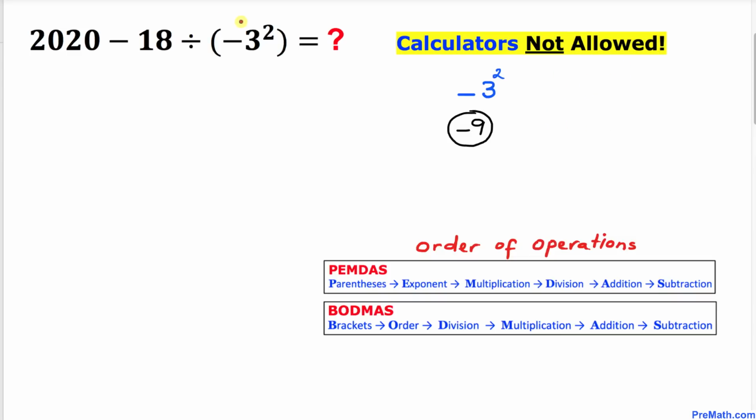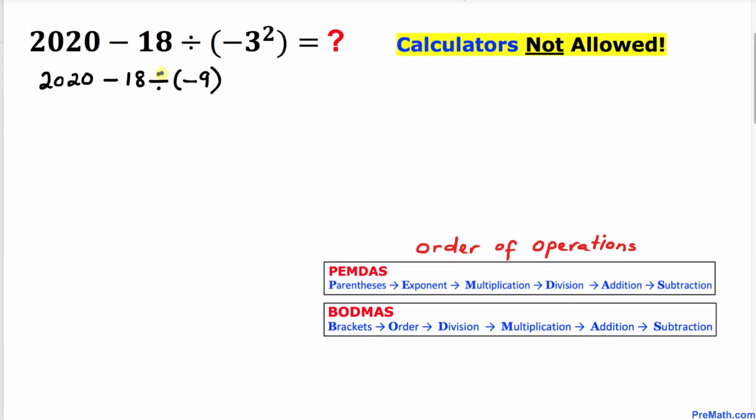So therefore, we are going to replace this negative 3 squared by simply negative 9. So therefore, we can write this one: 2020, we're going to leave this one as it is, minus 18, and then divided by, in parentheses, negative 9. And now next, our order of operation is going to be this division. So we're going to take care of this part.